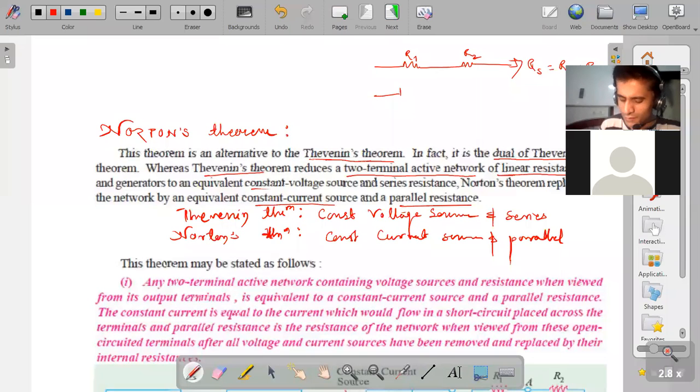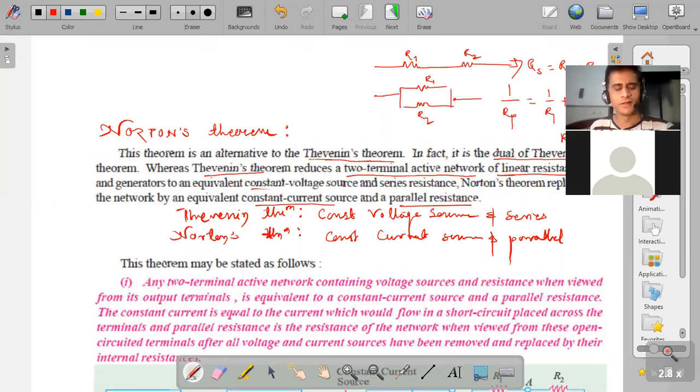Suppose R1 and R2 are connected in parallel. Therefore, for this we can write 1 upon Rp, the equivalent parallel resistance, equals 1 upon R1 plus 1 upon R2. From this we can write 1 upon Rp equals R1 plus R2 upon R1 into R2. Or you can write Rp equals R1 R2 upon R1 plus R2.